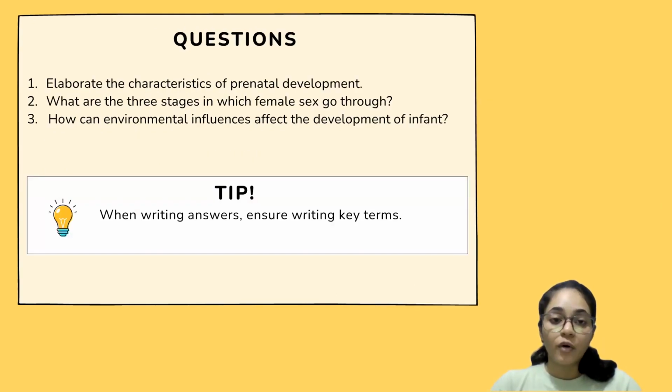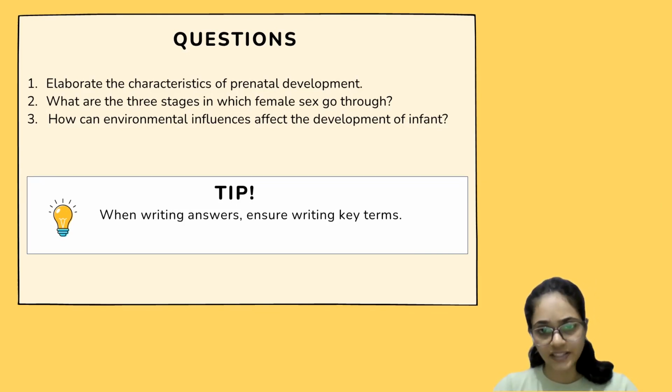The questions that are important from this unit can be looked upon on the screen. The characteristics of prenatal development, the three characteristics already given. You can go ahead and look at it. The shortest period, the most crucial period, what happens, what are the three stages through which the female sex goes. Three stages of maturation, ovulation, fertilization need to be elaborated on over here. And how can environmental influences affect the development of the infant, which is the last concept we just studied, that is the RH protein, drugs and chemicals, the nutrients, her age, etc.